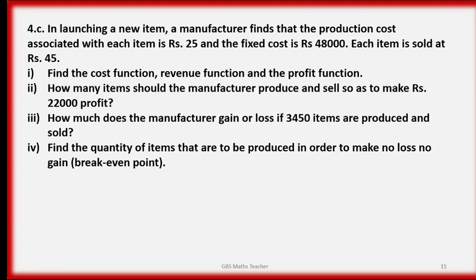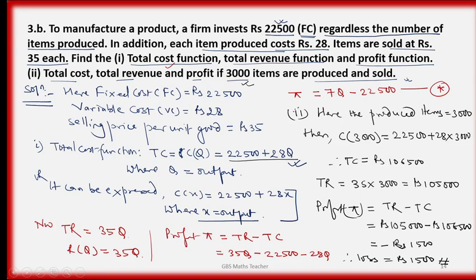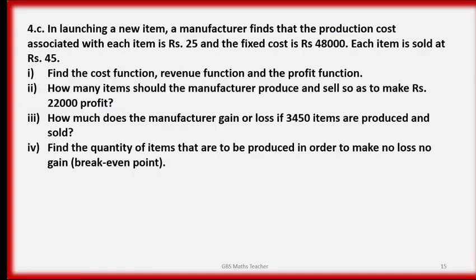This way we can find the solution of that question. Okay, dear students, the next question I have taken from 4C. In launching a new item, a manufacturer finds that the production cost associated with the item is this, fixed cost, this is variable cost. Each item is sold at this selling price. In previous questions also we are familiar with this terminology. And find the cost function, revenue function, profit function as mentioned earlier.